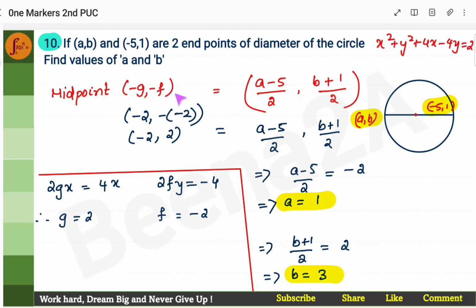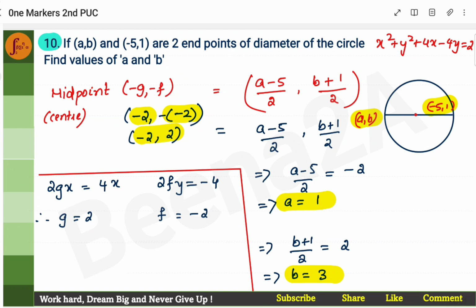What is the center? The center is always represented as (-g, -f). The midpoint is nothing but the center here for the diameter. The center is the midpoint. So the center is (-g, -f). So obtain g and f from this. Negative g, it should be negative g, negative f. So I'll get this center.